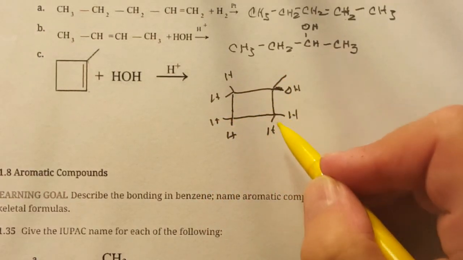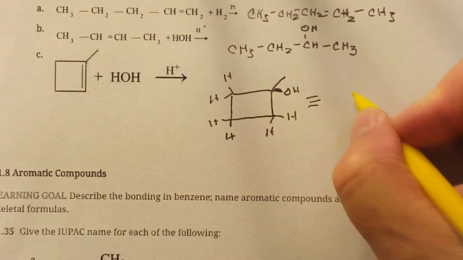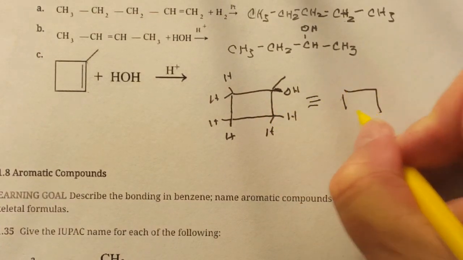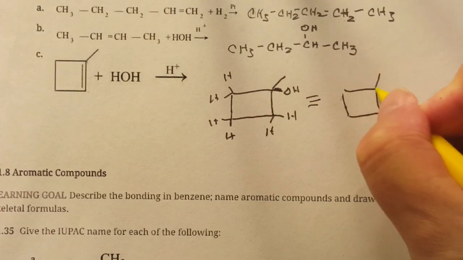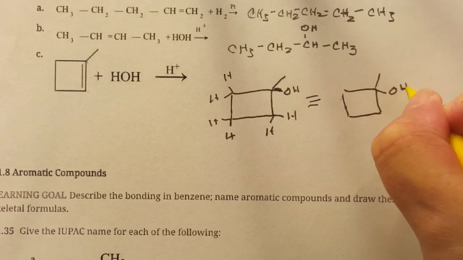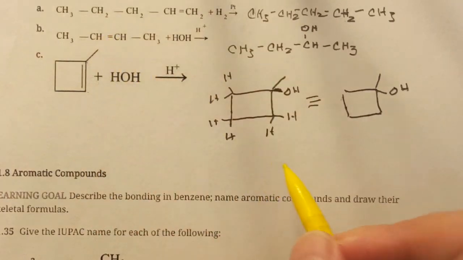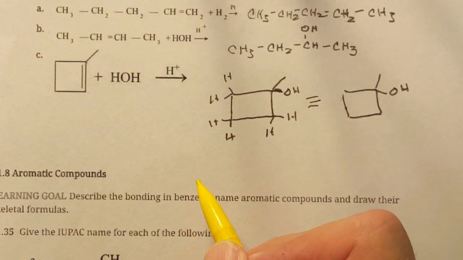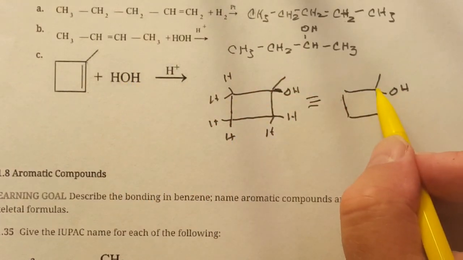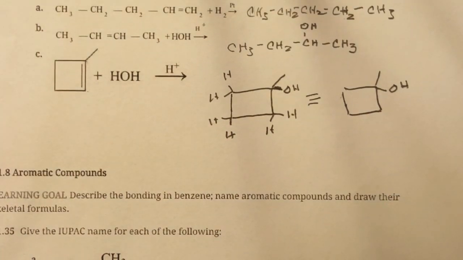So this is sort of the expanded skeletal structure. So this is really equivalent to drawing it this way. OH. Those are equivalent. But the point is that water adds across the double bond. The double bond becomes a single bond, and the OH is bonded to the carbon that's more heavily substituted.